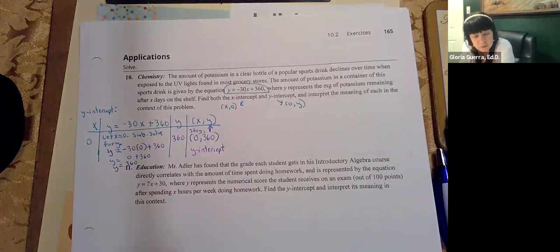And let's see what else we want to say about that. So that means that the original amount of potassium in the sports drink is 360. So the y-intercept is 360, and that means that the original amount of potassium, so I'm not sure where to put that at.